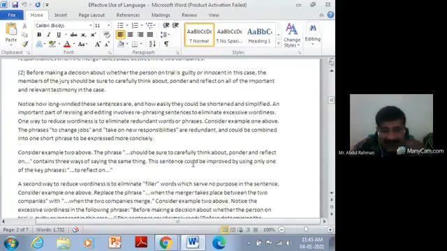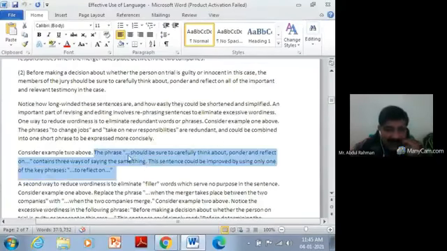So, the entire crux, right? Watch here. The entire crux is from the second example, before making a decision. The phrase "be sure to carefully think, ponder, and reflect" contains three ways of saying the same thing, right? The sentence could be improved by using one key phrase like "to reflect on", instead of having too many words for reflect on.